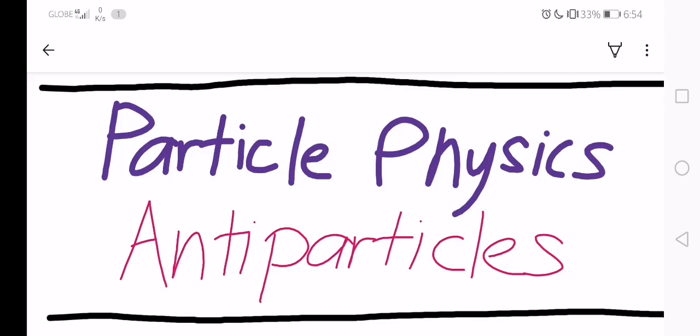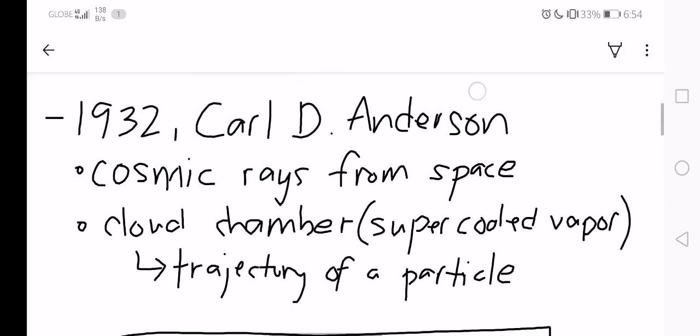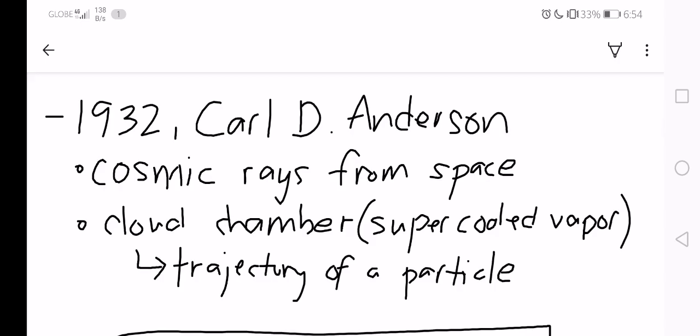Hello. So here we are going to discuss what are antiparticles. So in 1932, an American physicist, Carl D. Anderson, was experimenting on cosmic rays that come from space.